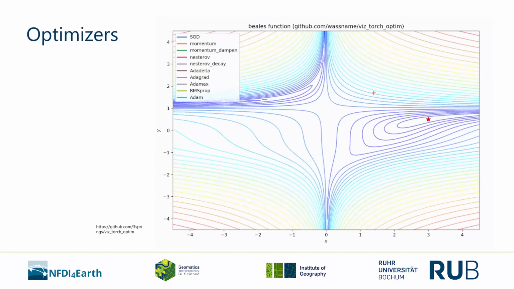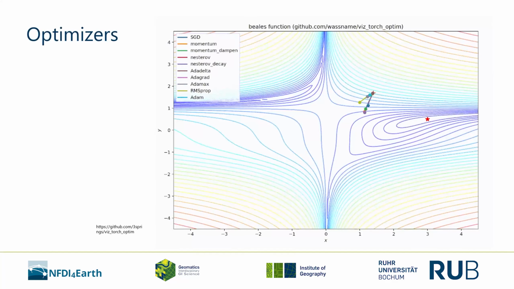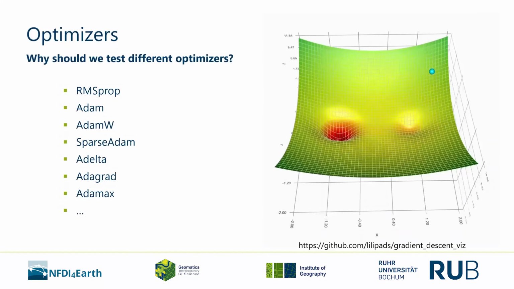This video should illustrate how different optimizers find their way to the minimum. As soon as I start the video, all optimizers start from the cross and try to reach the star as quickly as possible. You see that the optimizers take slightly different paths, and some optimizers eventually converge faster than others. That's because they use different algorithms to adjust the model's weights and biases.